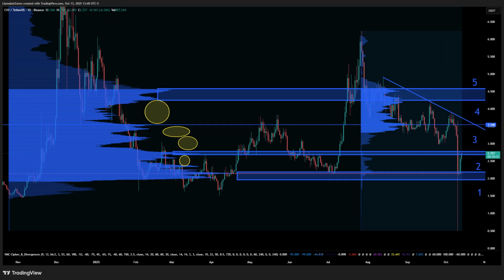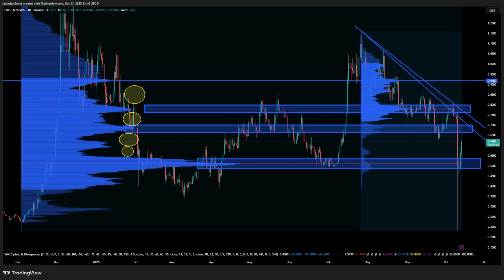entries on pullbacks. I also want to quickly show Curve as it also resonated perfectly with the point of control after the crash, and is also climbing through an air pocket to the next level. The point of control that I'm most interested in is from the highs on July 27th. The price level to watch is 0.78. The area around this price will be a key zone, and I'm looking forward to Curve getting above this zone in order to really start achieving that big rally.